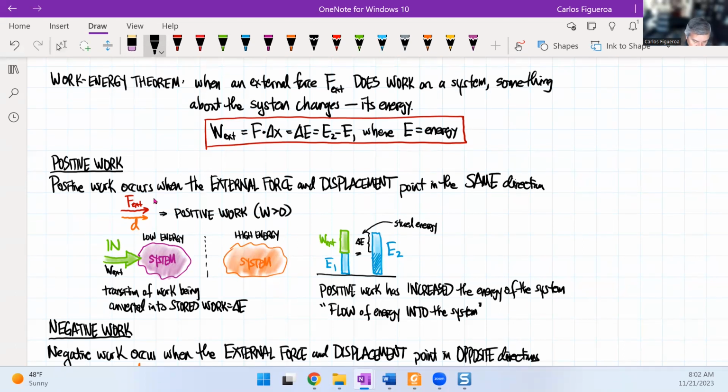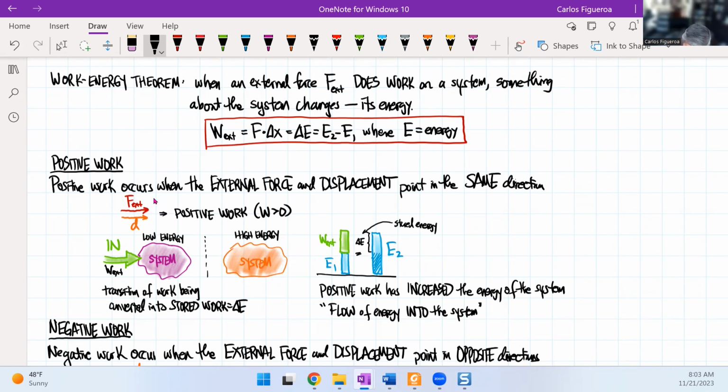So the work transitions the energy, and that work is converted into stored work, which is what we call the change in energy. So now, in this case, I'm going from a lower energy system to a higher energy system because there was a so-called flow of energy into the system. So if I look at my bar diagram, I start off with some initial energy E1. Now I do external work on this system. In other words, that work is flowing into the system as stored work.